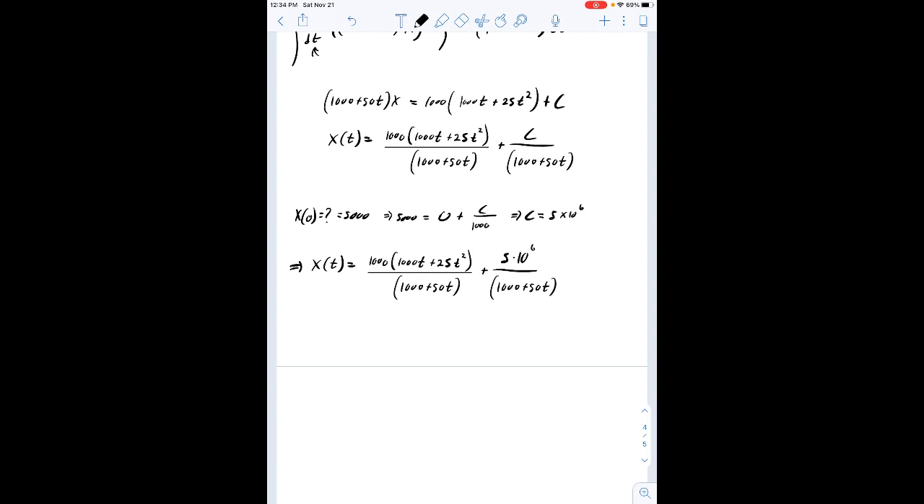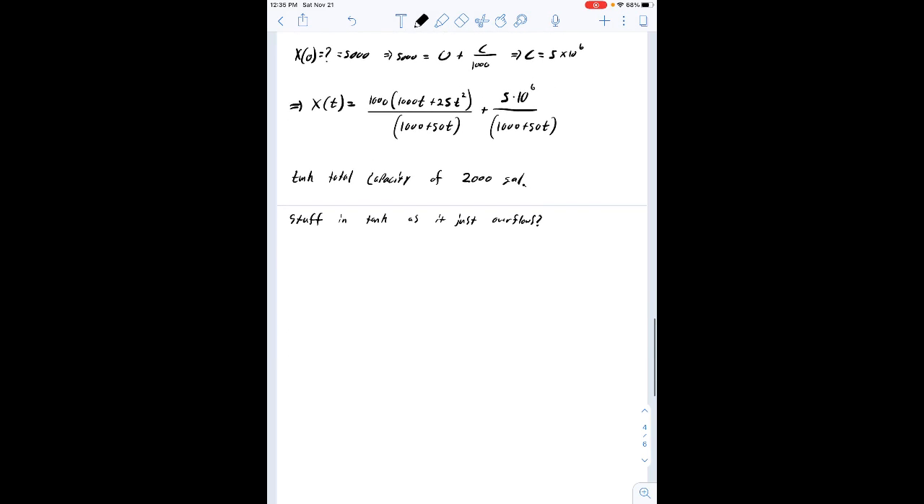Awesome. So now what we can do is, a lot of the times these problems ask what's the amount of salt in our tank before our tank overflows. So we can say the tank has a total capacity of, let's just say, 2,000 gallons. So what's my stuff in the tank as it just overflows? In order to find this out, we ask, well, when does it overflow?